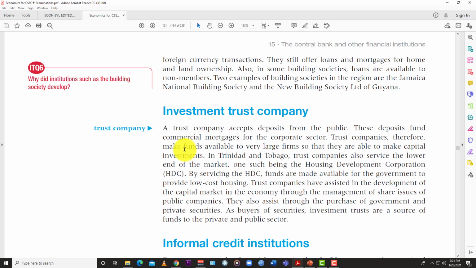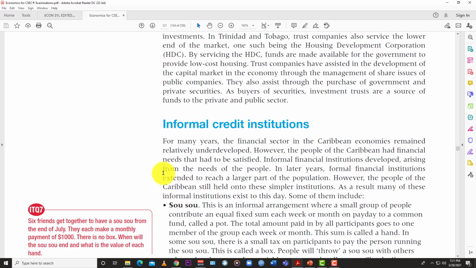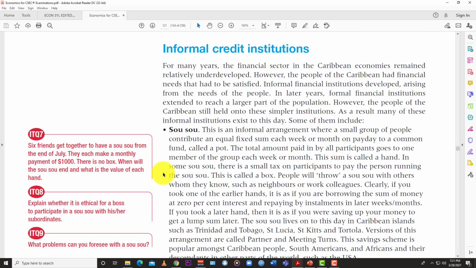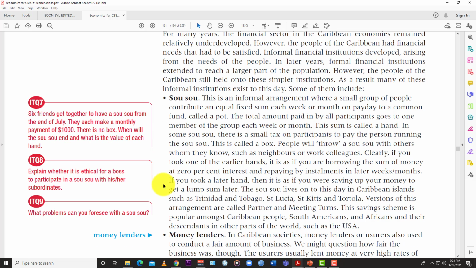But nonetheless, they are part of the financial system, and they assist both the private and the public sector to achieve certain financial goals. So it's all about buying and selling of securities the same way. Then we have the informal institutions, right? So informal means like the underground, the off the books, the not so regulated kind of institutions. And so we have some old school ones here.